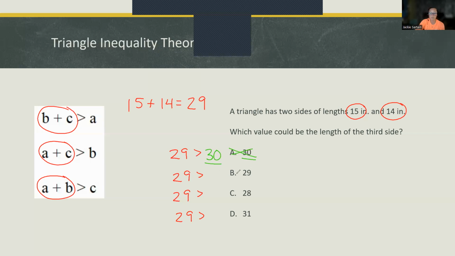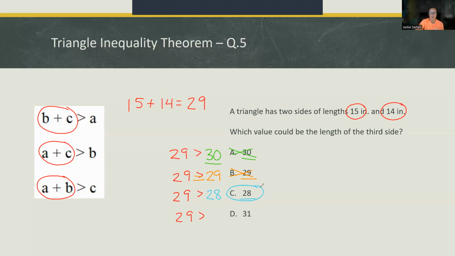If we continue on with that thought, we plug in 29. Well, it states that 29 must be greater than 29. It doesn't say greater than or equal to, it simply says greater than. 29 is not greater than, it's actually equal to, right? So therefore, 29 cannot be a potential side length. All right, as we continue on, we see that we have 28. So let's see if, when we take that in, it makes it true. 29 greater than 28? Yeah, absolutely.